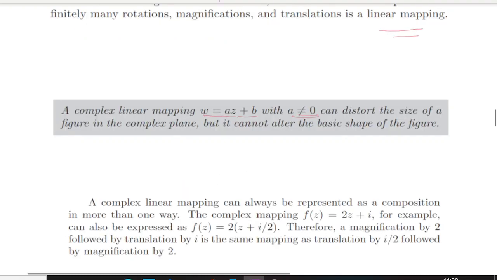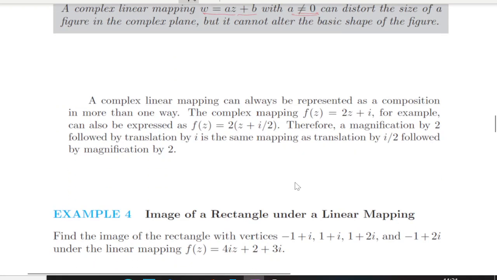So like that, the complex linear mapping can distort the size. Size may vary, but the basic shape, that is a straight line means it should be a straight line, a circle means it should be a circle, a triangle means it should be a triangle, a square means it's a square, right? Like that only it will map. Okay, now a complex linear mapping can always be represented as a composition in more than one way. That means, suppose you are having a complex mapping, you can note this as a note.